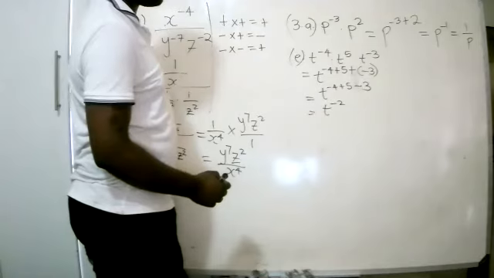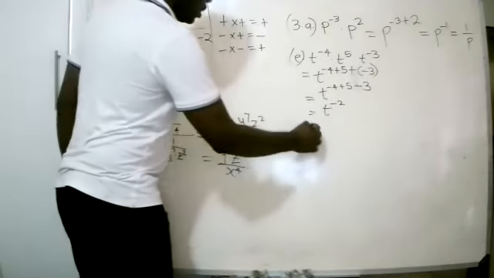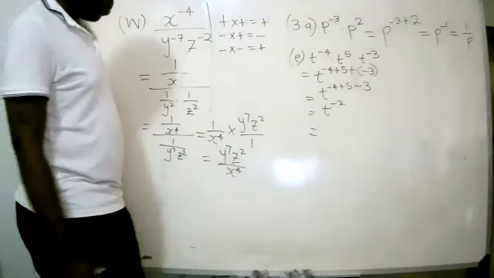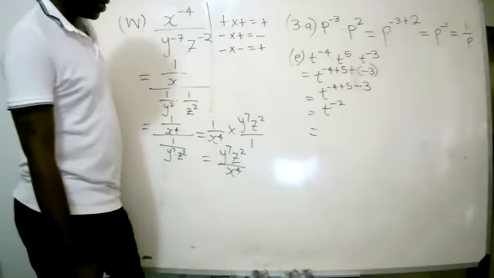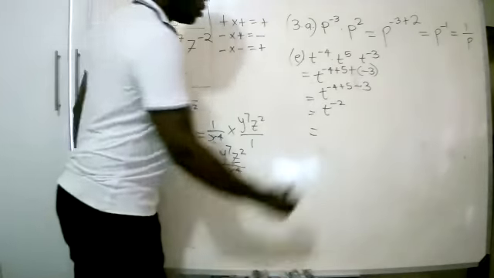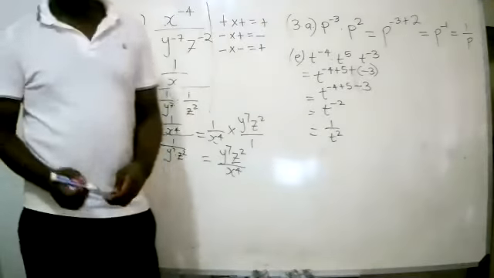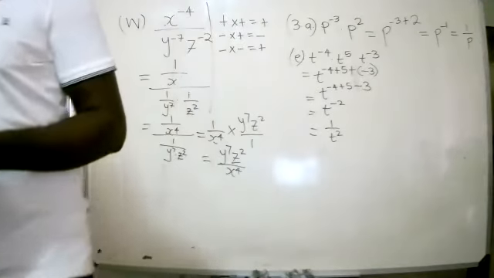Negative 2. That's correct. But you can see this is in terms of negative exponent. Let's write it in terms of positive exponent. What can we write? 1 over t to the power 2. Yes, very true. And that's all about that question.